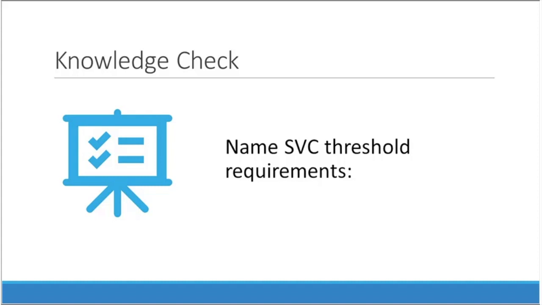So first knowledge check question for SCC is name the Streamlined Voluntary Conversion threshold requirements. So the poll is open. Multiple choice. Things you could click. All right. Go ahead and close the poll. Yep, got about 10 seconds.